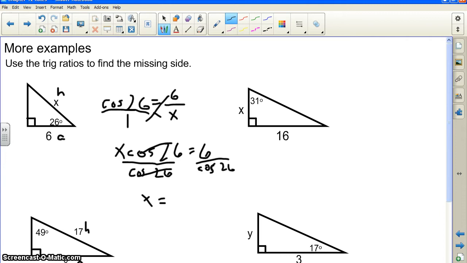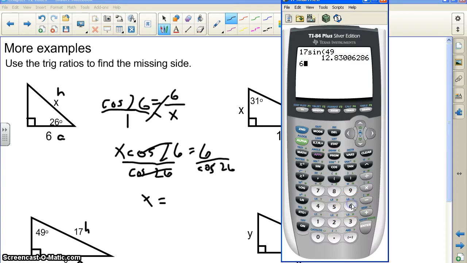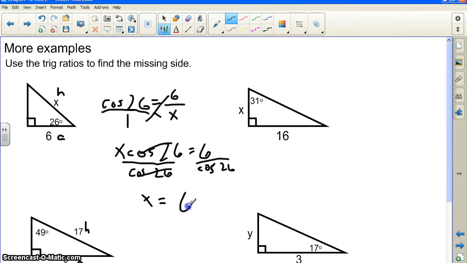On this right-hand side, I'm going to take my calculator and type it in just like I have there. 6 divided by cosine 26, and I get about 6.68. Okay, so I get 6.68, and if we look at it, it should have been bigger than 6, and it was. So that's definitely a viable answer.